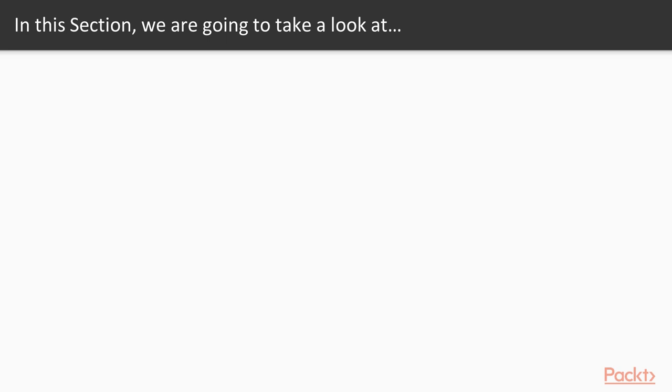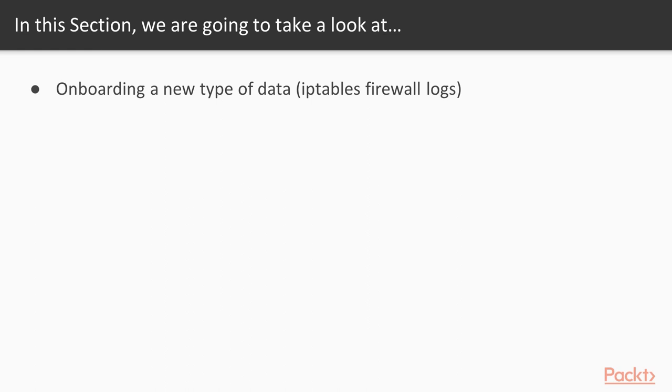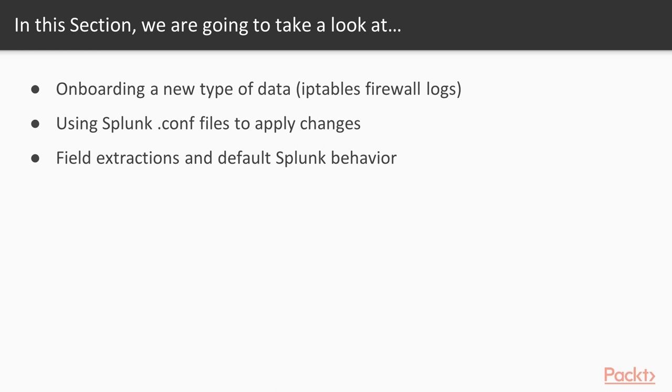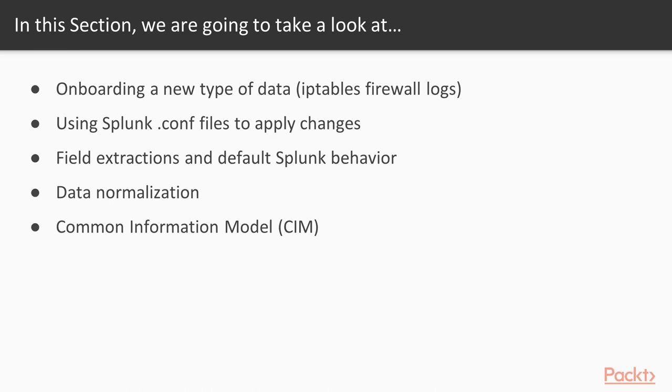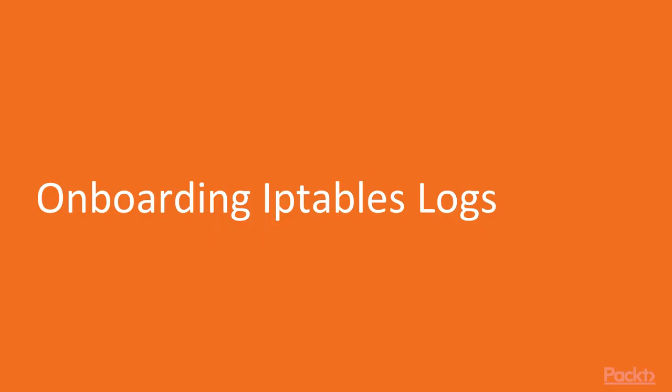So let's get started. In this video, we're going to take a look at a couple of different things. First, we're going to onboard a new type of data. In this case, it's going to be the Iptables firewall logs from your Linux instance. We're also going to show you how to make a configuration change in a conf file, as opposed to using the web interface and applying those changes. Then we'll show you a little bit about how field extractions work and the default Splunk behavior that happens when you onboard a file. Then we'll look at data normalization, and finally wrap up with the Common Information Model, or CIM. So, without further ado, let's look at onboarding the Iptables logs.